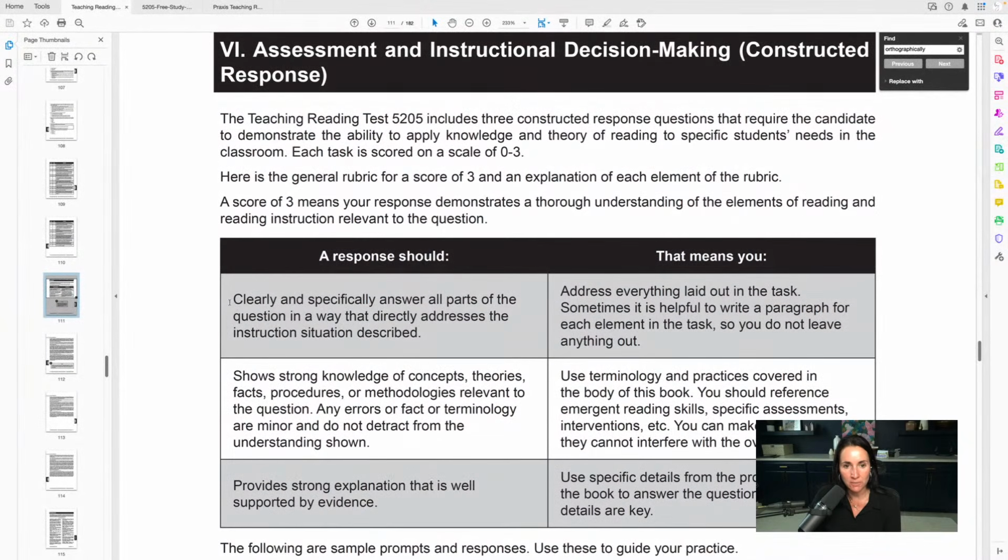A response should clearly and specifically answer all parts, show strong knowledge of concepts, theories, and facts. Notice that when we did the constructed response, I talked about metacognition. I talked about tier 3 words. I talked about breaking things up in a structural analysis. I talked about cognitive endurance. Those things show that I have strong knowledge of the concepts and methodologies of teaching reading, and then provides a strong explanation supported by evidence. For example, this will help students do X, Y, and Z. So that's all here if you need it. Okay. Let me go back, stop sharing.